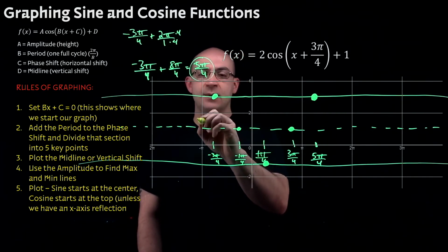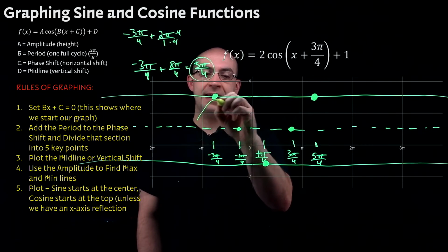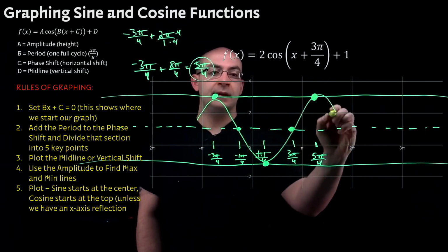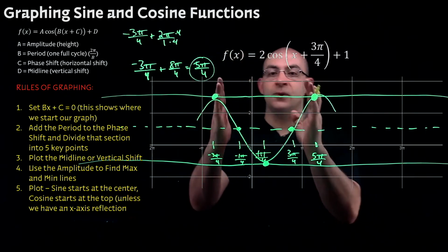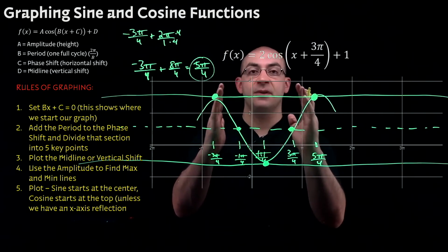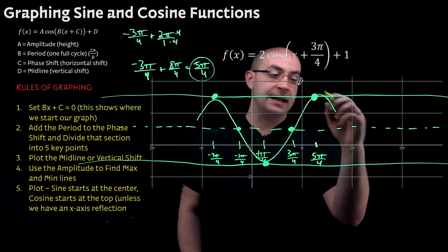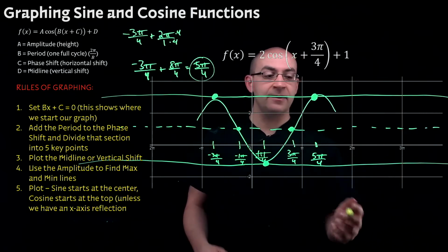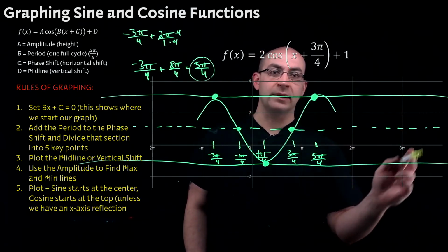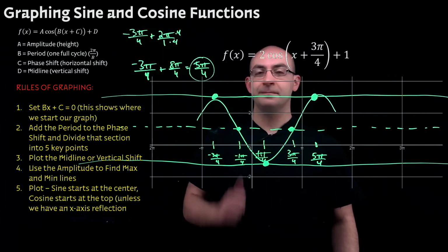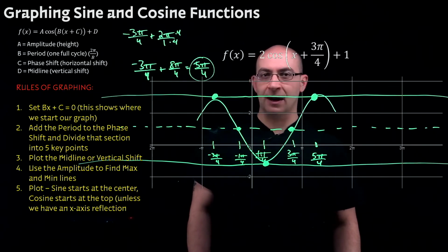Now again, for some sequence, I'm going to just do the hanging part here. This represents 1 full period of this function, 2 cosine x plus 3 pi over 4 plus 1. And again, I can continue this process because it just repeats itself. All I would need to do is make more quarter increments throughout the process. Let's finish up with one more problem.